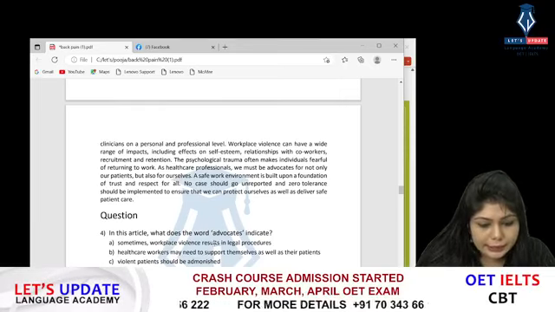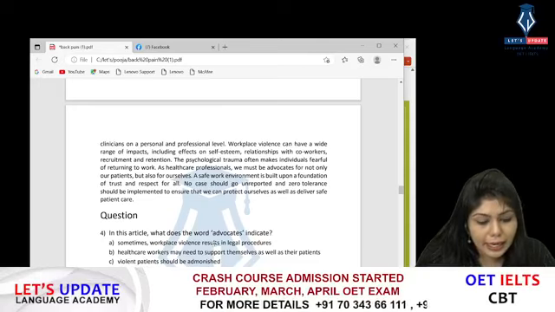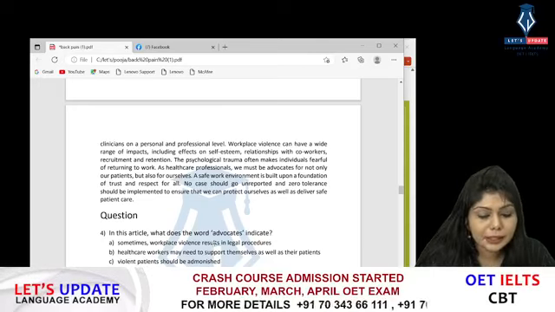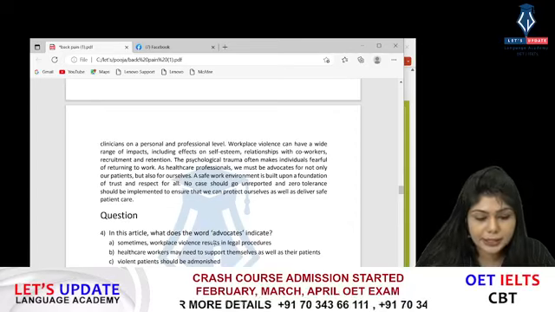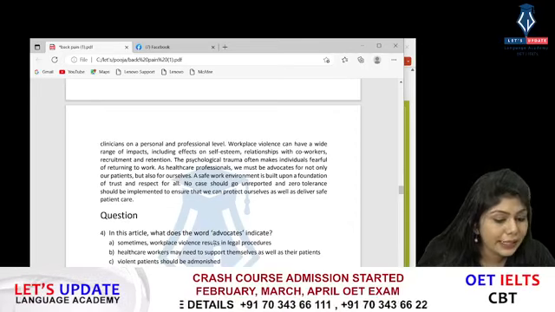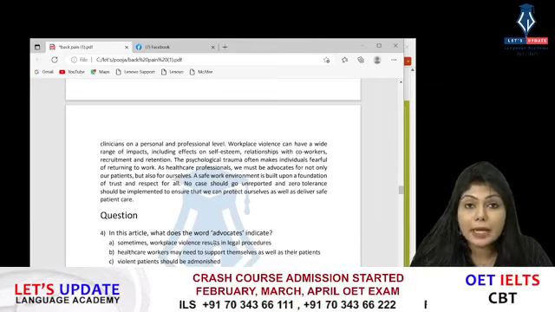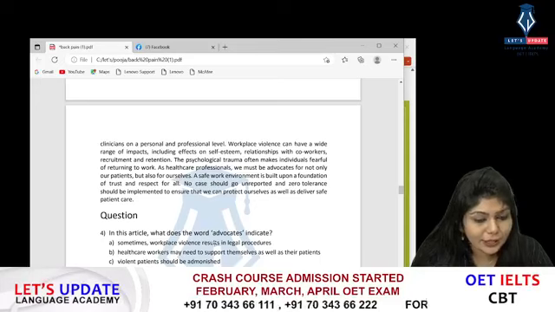Regarding option C, violent patients should be admonished. That is also not mentioned. They are talking about violent behavior and violence in the workplace, but they have not mentioned that these sorts of patients should be admonished. So that is also not mentioned.